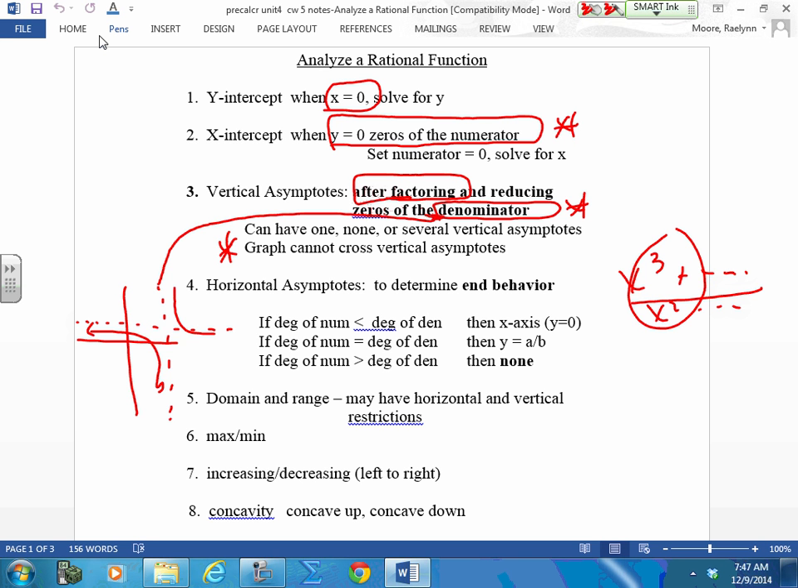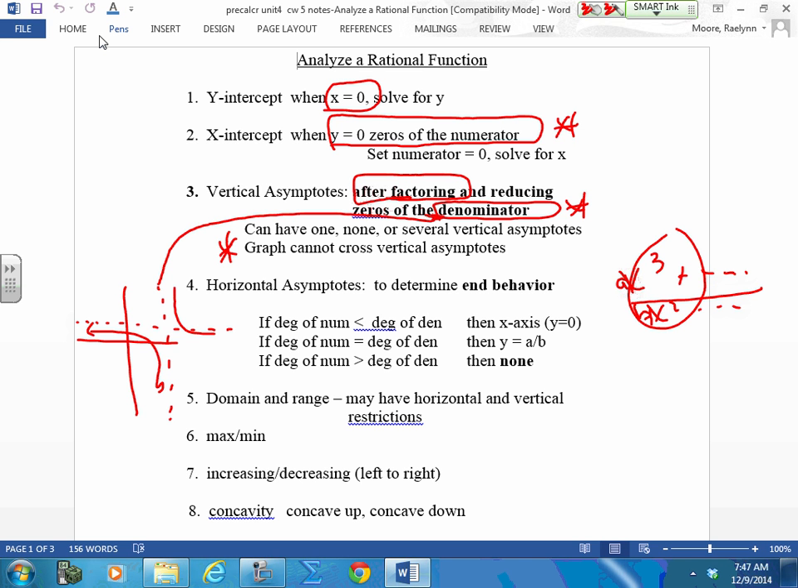If your degrees are equal, you have a horizontal asymptote when you take your coefficients, this is the a, this is the b. When the degree in the numerator is greater than the degree in the denominator, you have no horizontal asymptote. But tomorrow, we will check for a slant asymptote. So today, we're just going to talk the basic parts. Tomorrow, we're going to embellish a little bit more.